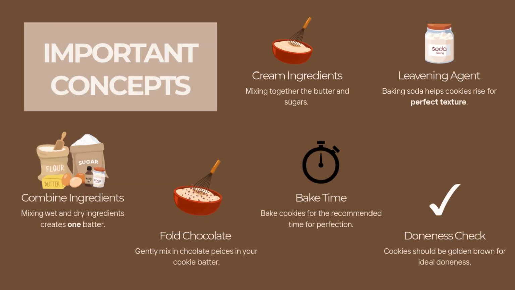The important concepts we will be seeing a lot throughout our recipe are: cream ingredients, which is mixing together the butter and sugars; leveling agent, which is the baking soda, and that helps the cookies to rise for the perfect texture. Next, we have combine ingredients. This means mixing the wet and the dry ingredients together to create one batter. Next is fold in chocolate, which means to gently mix your chocolate pieces into your batter. Then we have bake time, which means to bake your cookies for the recommended time for perfection. And then our doneness check, which lets us know that our cookie is done.